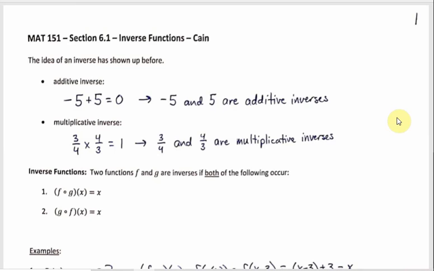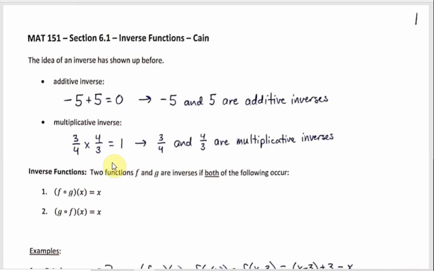Section 6.1 is about inverses. We've had inverses show up before, but more just for numbers. The idea of an additive inverse is the number that you would add to some other number to end up with 0. Here, if you add 5 to -5, you get 0. So these two numbers, 5 and -5, are additive inverses of each other.